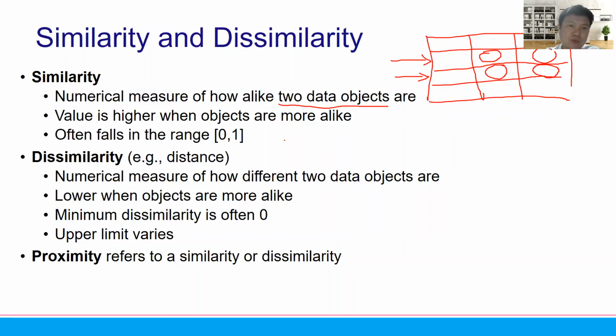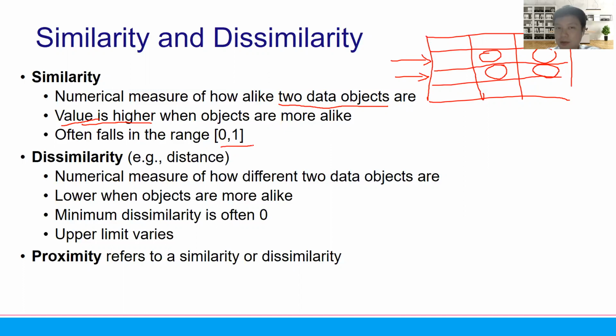The value is higher when objects are more alike. So the similarity value will be high if two objects are similar. It often falls in the range of 0 to 1.